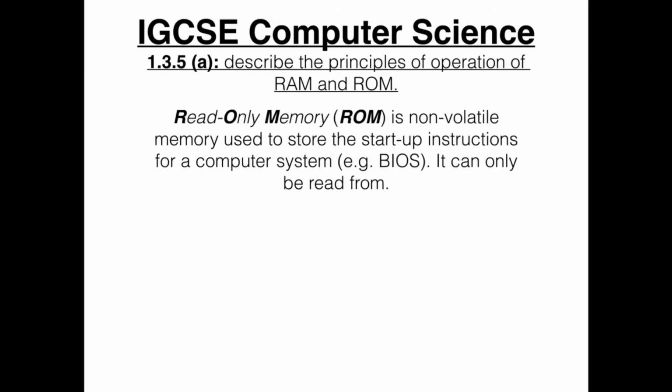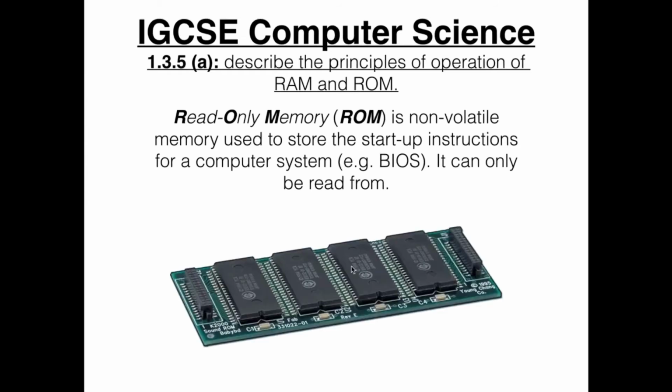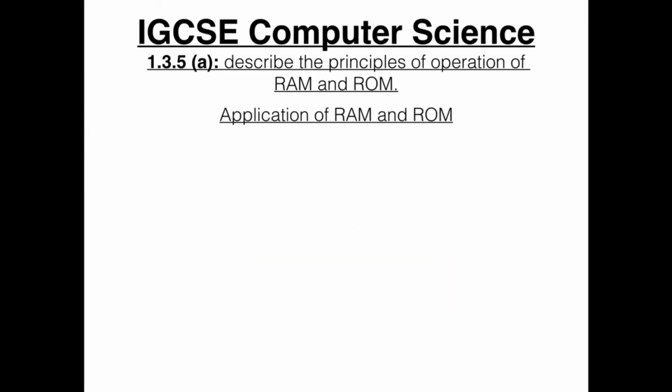So let's look at ROM. Read-only memory is a non-volatile memory used to store the startup instructions for a computer system, like the basic input-output system. It can only be read from, so it can't be written to. However, data isn't lost when you turn the power off. It stays. So ROM kind of looks like RAM, but it's not RAM. Anyway, that's pretty much it.